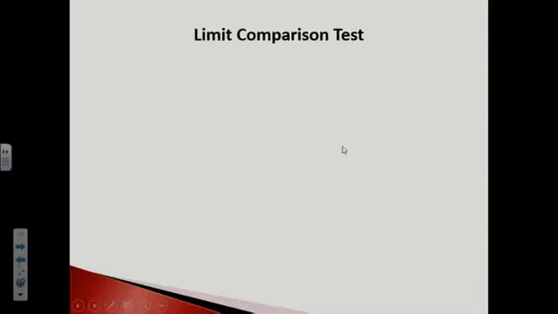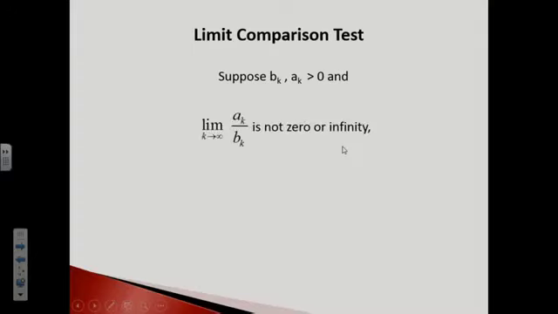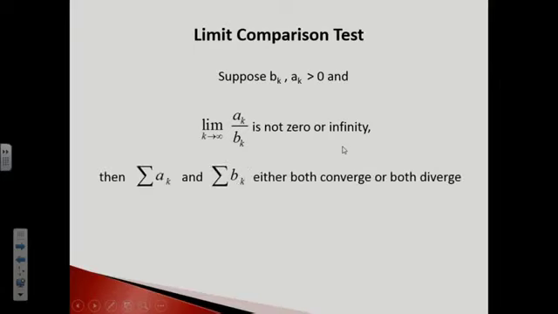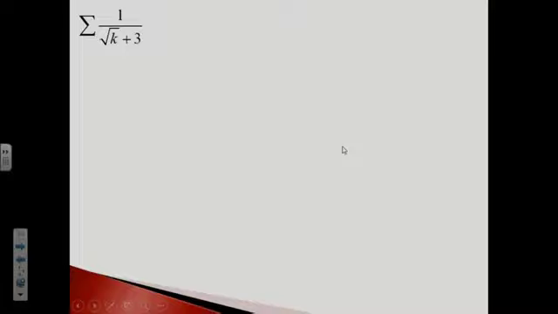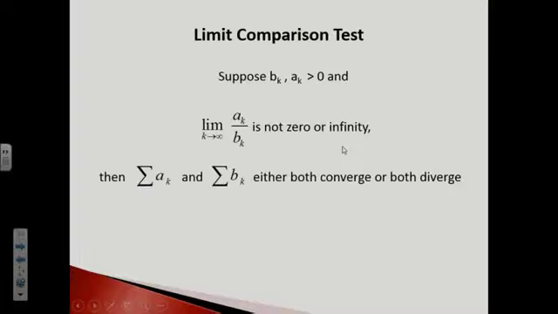Limit comparison test. Suppose a_k and b_k are positive for all sufficiently large k, and that the limit as k tends to infinity of a_k divided by b_k equals L, where L is not 0 or infinity. Then sigma a_k and sigma b_k both converge or both diverge. What does this test say?